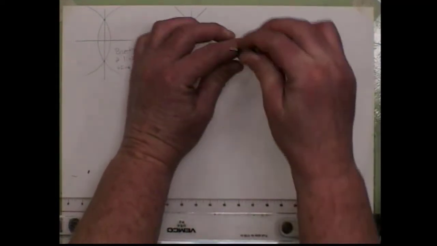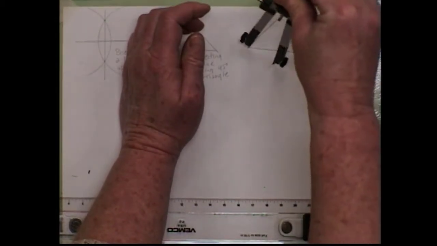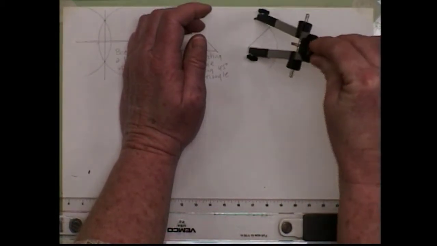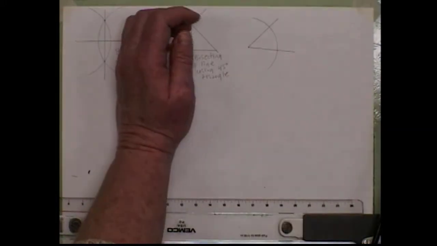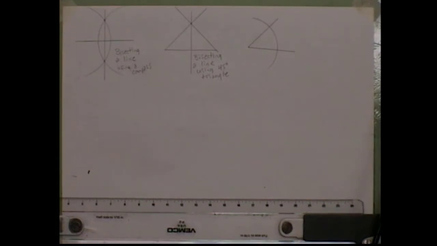Go ahead and put the needle in the vertex and strike an arc across those two lines. So you're going to have something that looks like this. We still need that compass to be the same radius, so do not change anything on your compass. It doesn't work if you change it.